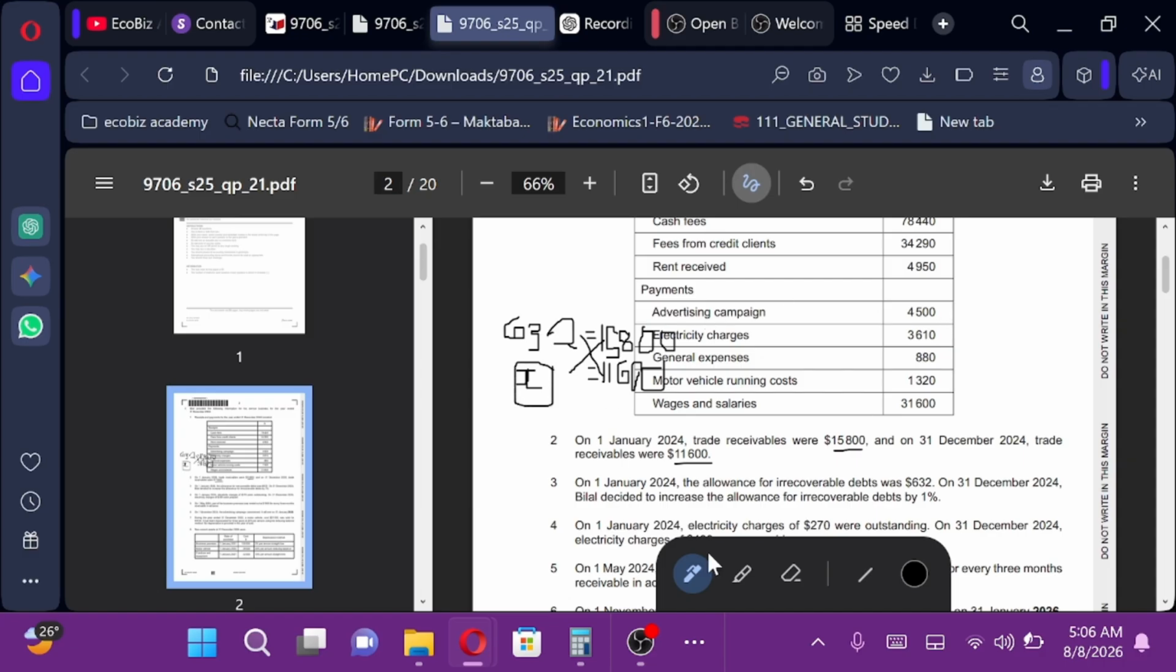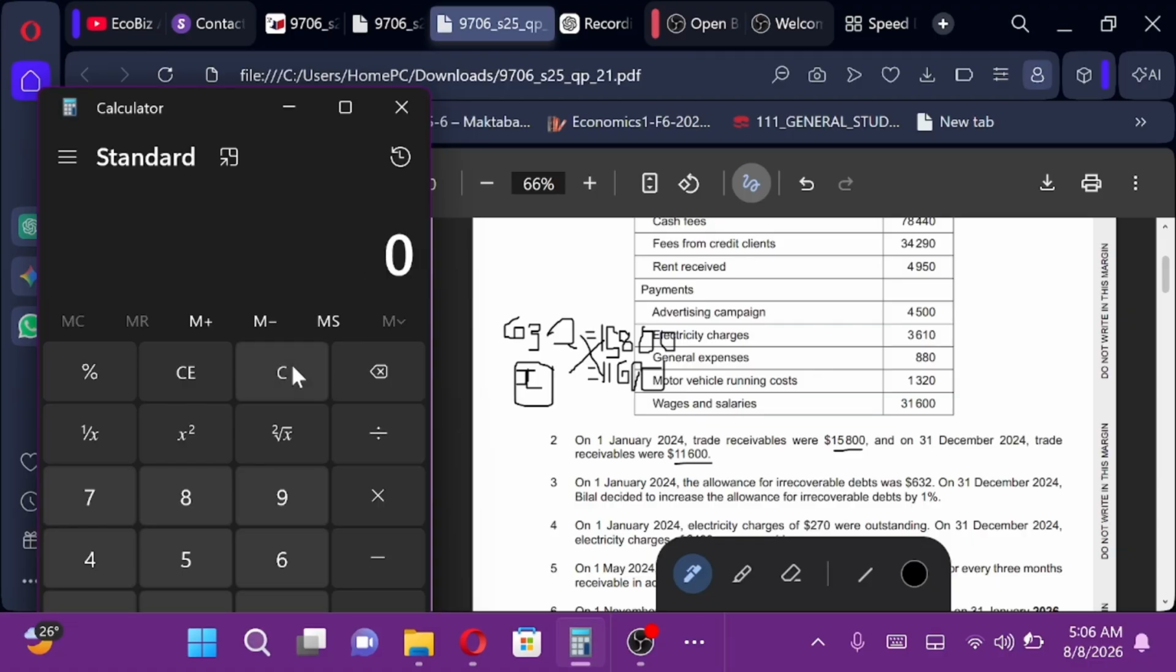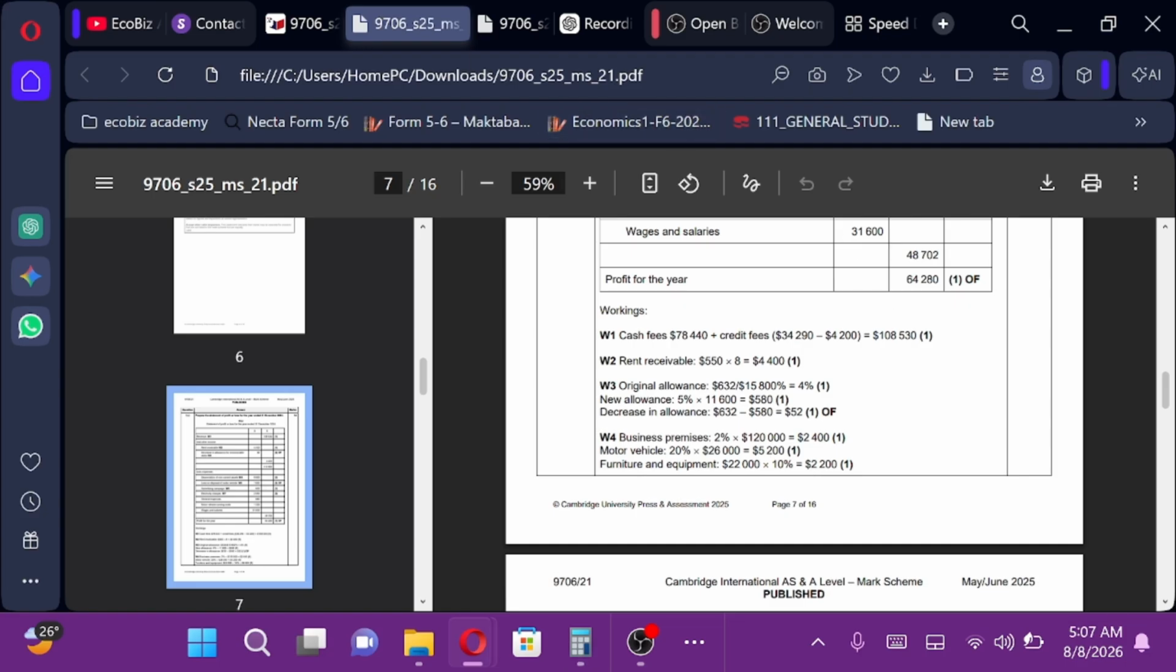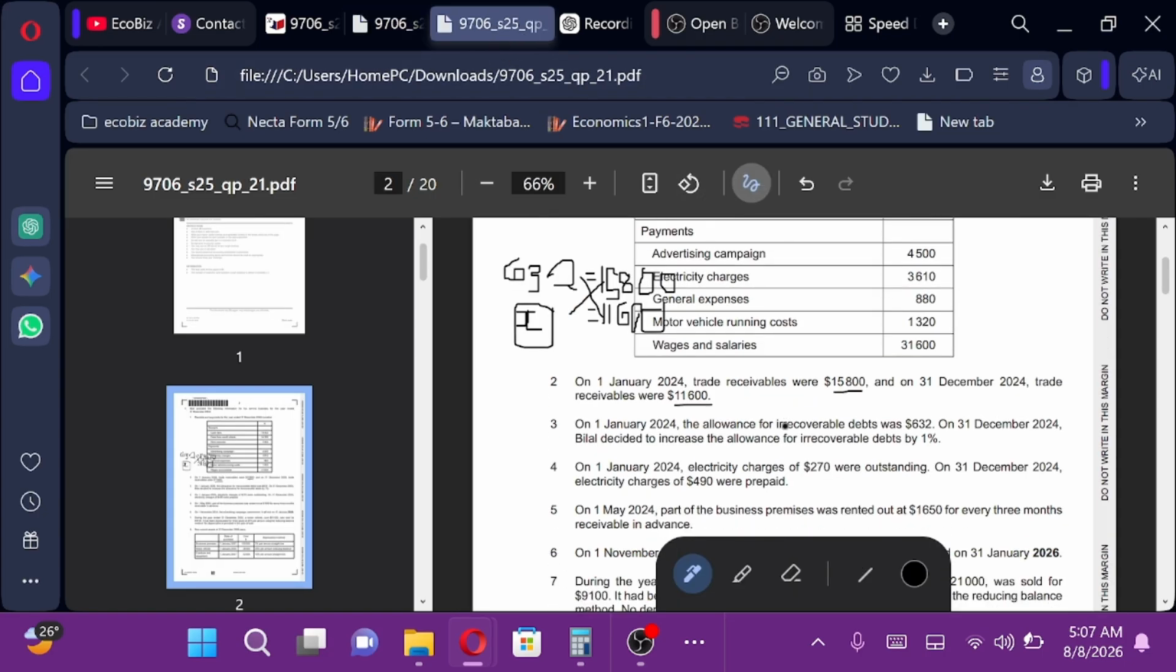So after doing this calculation, which is basically 632 multiplied by 11,600 divided by 15,800, what do we get? We get 432. But guys, what's the problem? When you go in the marking scheme, we don't see this amount. We see 52. Now notice here, it says the irrecoverable debt increased by 1%. So that's the problem, guys. We need to increase by 1%. So what we'll do, we'll start again.